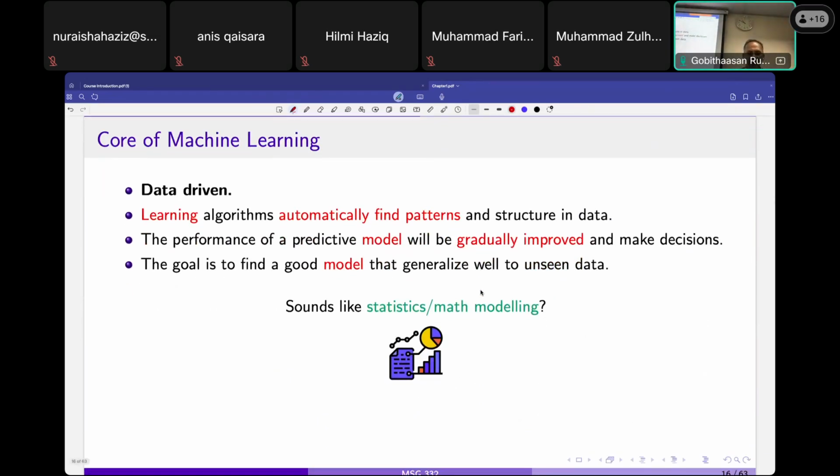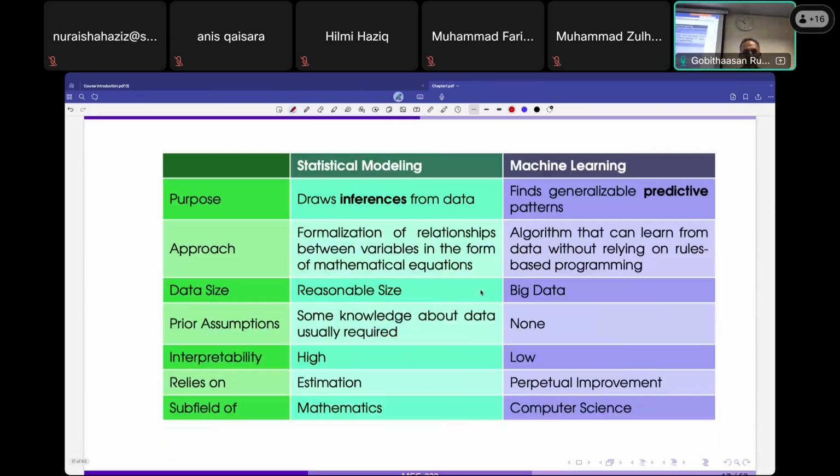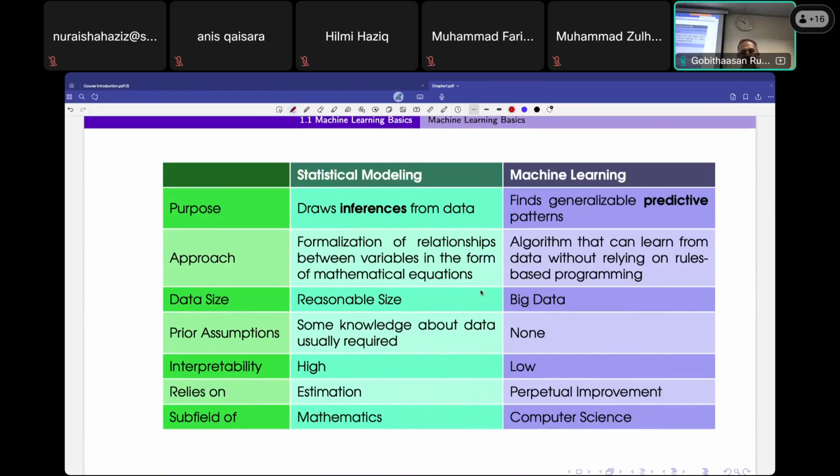Again, it might sound like statistics and math modeling, right? So in order to differentiate, we also show statistics and machine learning. The statistics here can be math modeling as well. Okay, the purpose of statistics or math modeling is to draw inference from the data. For example, you do a t-test and all that. That's the purpose. When it comes to machine learning, you want to find a generalizable predictive pattern. Sometimes you just want to find a pattern, right? The pattern of the data, the structure of the data. So it is not directed at statistical modeling.